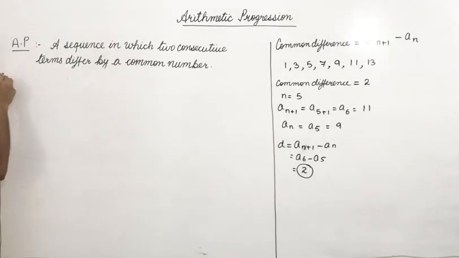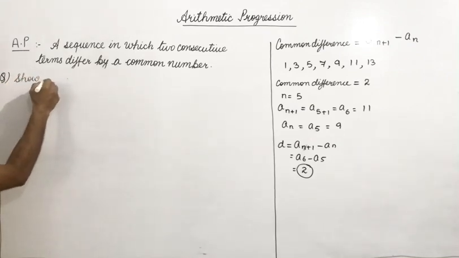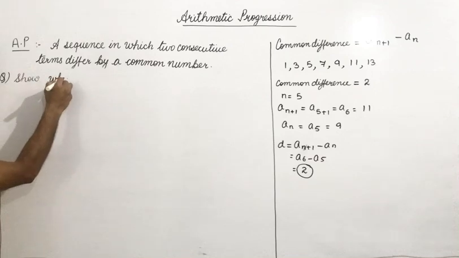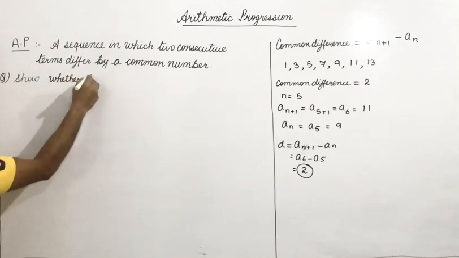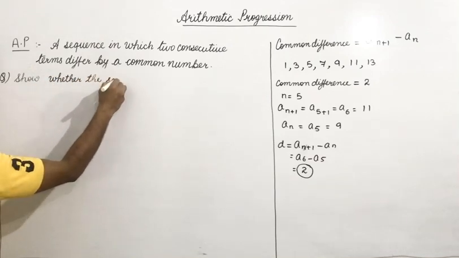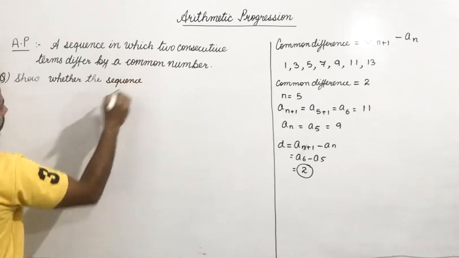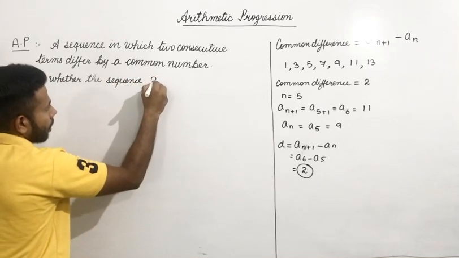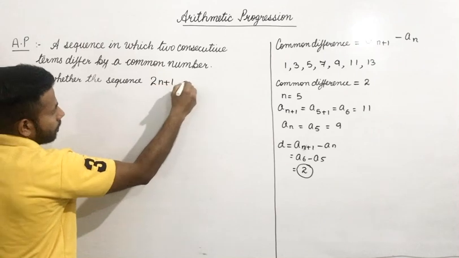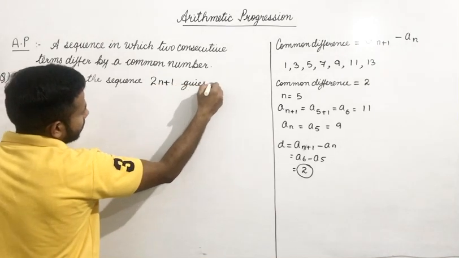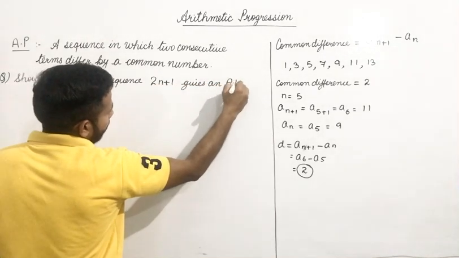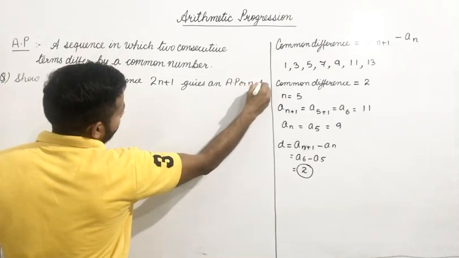The question is, show whether the sequence 2n plus 1 gives an AP or not.